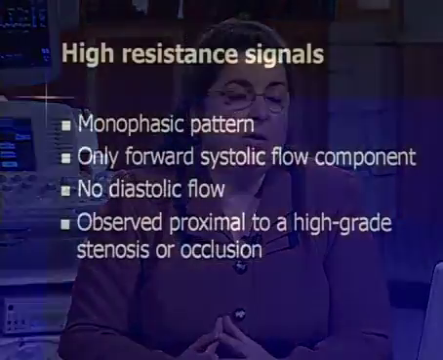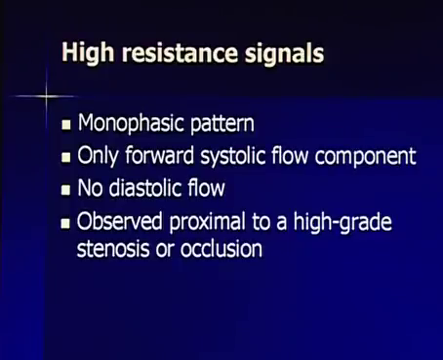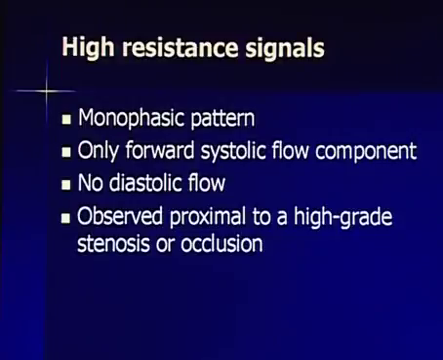Now, sometimes we have signals that aren't so normal, and we may see signals that are really reflective of a high resistance bed, higher than normal, where we only see a monophasic pattern, and that's never normal in a peripheral artery. We'll see only antegrade flow during systole, and no diastolic flow. And this is characteristic of when we're imaging in front of or proximal to a high-grade stenosis or occlusion, and this is an example of that. We're actually pretty much right at a stenosis here, and the velocities are about 400, so we know that is consistent with a stenosis.